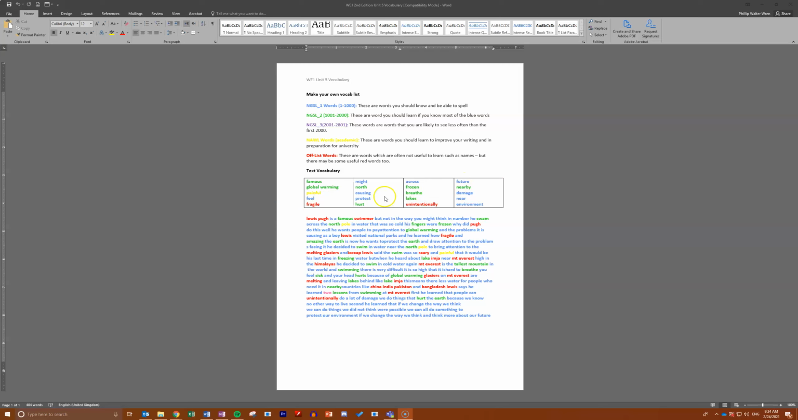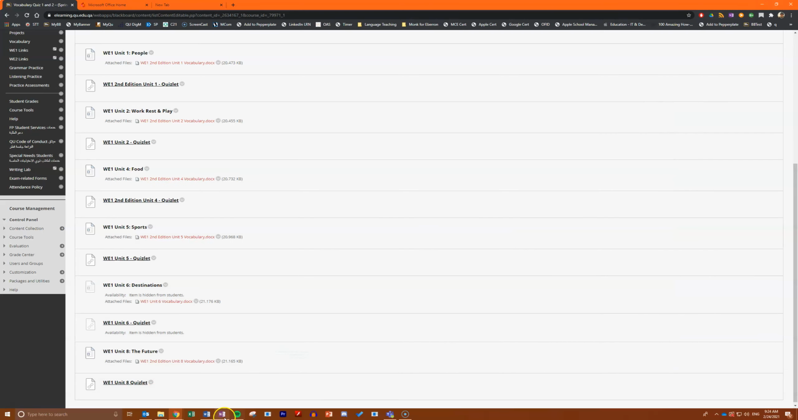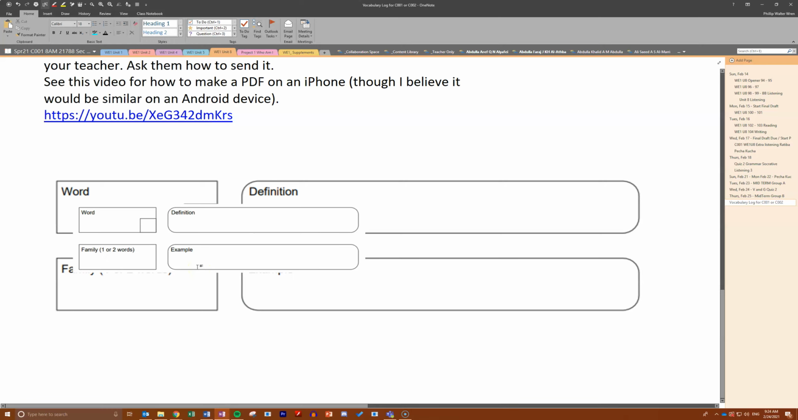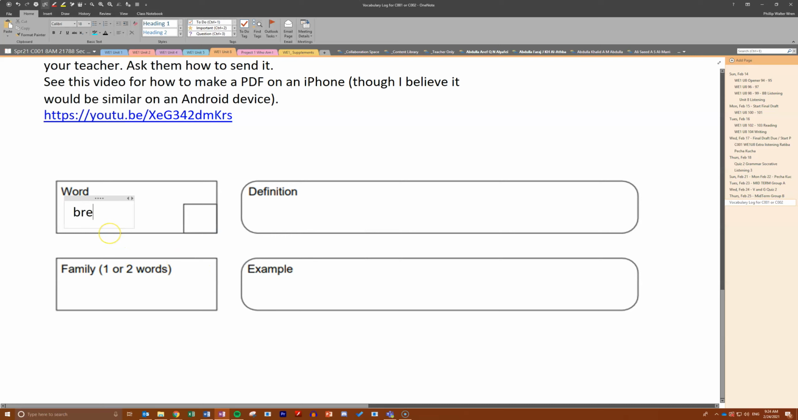Say, for example, I don't really understand the word breathe. So, I decided this is going to be one of my words to study. I come back, I printed this, and I pretend I'm writing by hand. I write the word breathe.